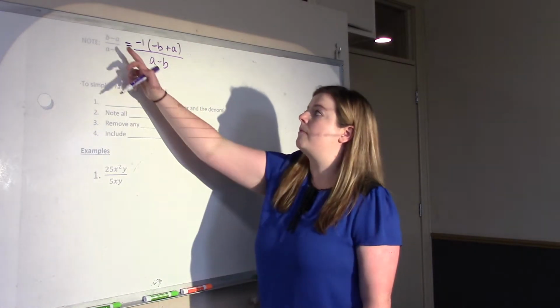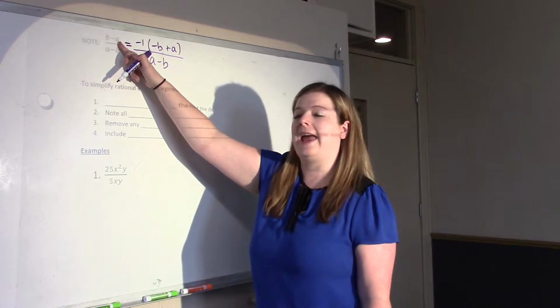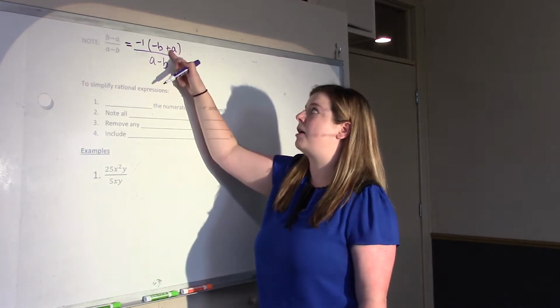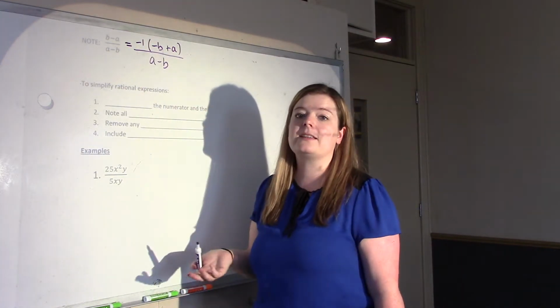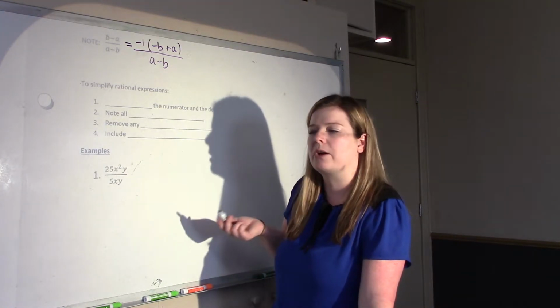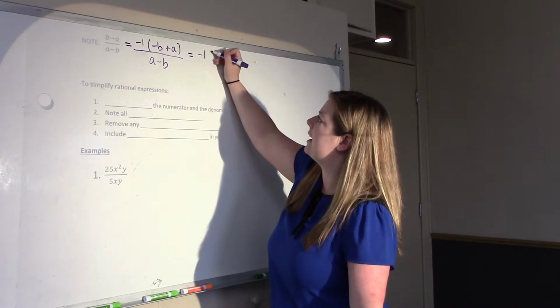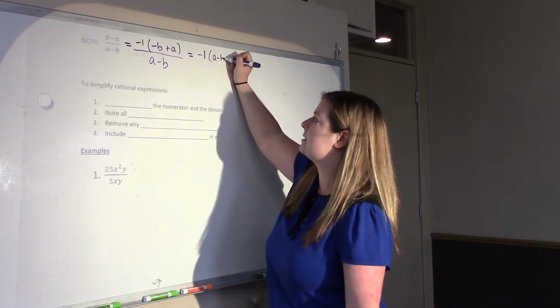Okay, so b divided by -1 is just negative b, and negative a divided by -1 is positive a. So I've just basically divided both of them by -1. Another way of thinking about that is factoring out a -1. So I leave that -1 outside, and I can just rewrite this as a minus b.